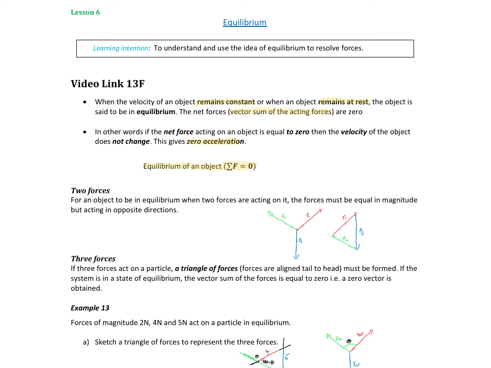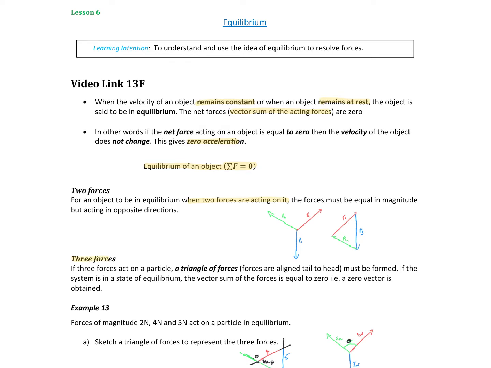So for an object to be in equilibrium when two forces are acting upon it, the forces must be equal in size and opposite in direction. That sort of makes sense. So we think about the reactionary force and the weight force. Equal in size, opposite in direction.